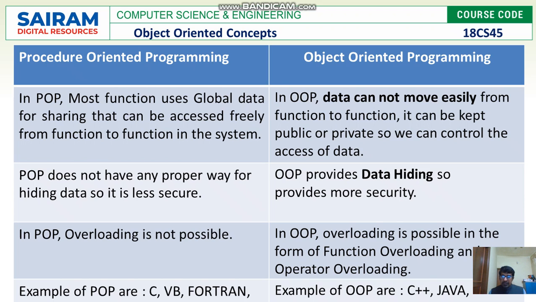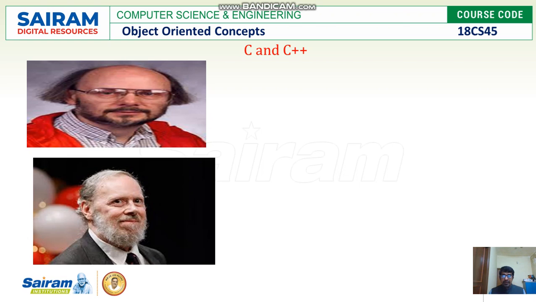And examples are C. Normally, your C program is procedure-oriented, as are VB and Fortran, and the object-oriented programming style is used by C++ and Java. C++ is not completely object-oriented, but Java is completely object-oriented. That means every single piece of code you have to write inside a class. So let us see the difference.